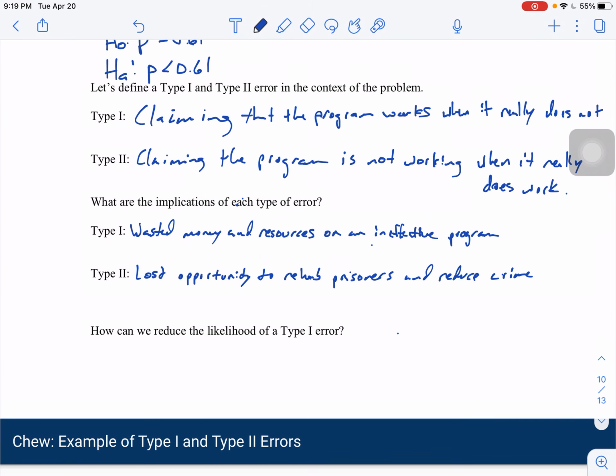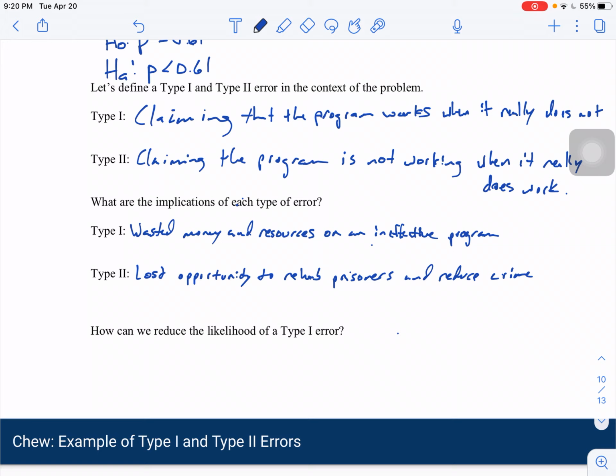All right, so I would say in this case a type 2 error would probably be worse. Type 1, you're wasting money, wasting time. But that type 2, that lost opportunity to rehab people and reduce crime, I think that would be a more significant error to make. So as you're going through these types of type 1 and type 2 problems, when you're looking at a context, sometimes a type 1 error might be worse, sometimes a type 2 error may be worse.